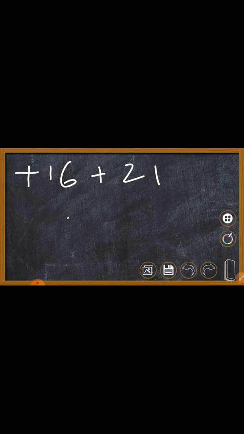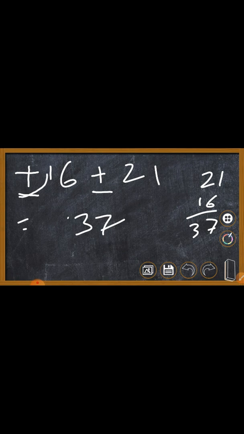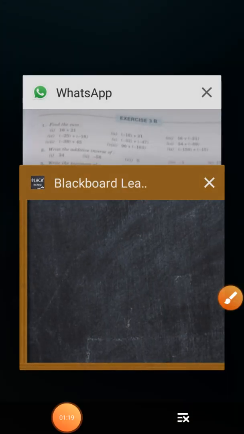Now plus sign and plus sign means what? Same sign. Same sign means what? You're doing addition. So 21 plus 16 you're doing, which becomes 37. Yes or no? And since the sign before both of them was plus, you're going to put a plus sign before it. Now we move on to the next sum.